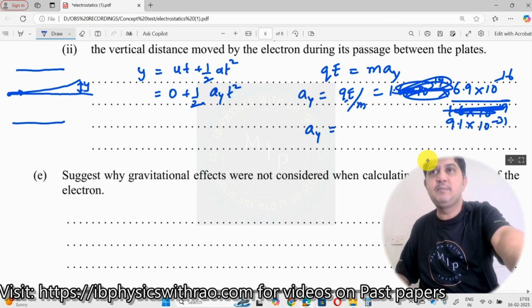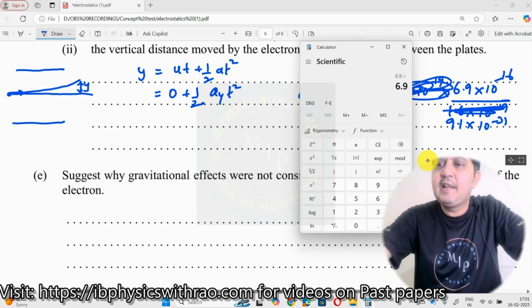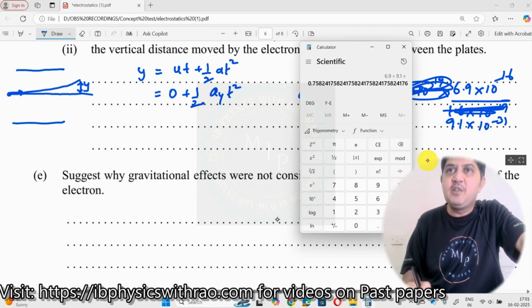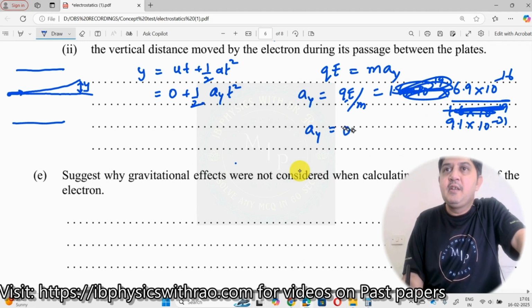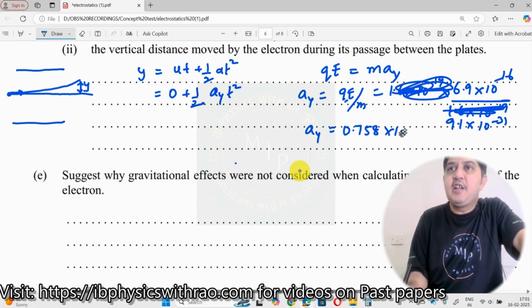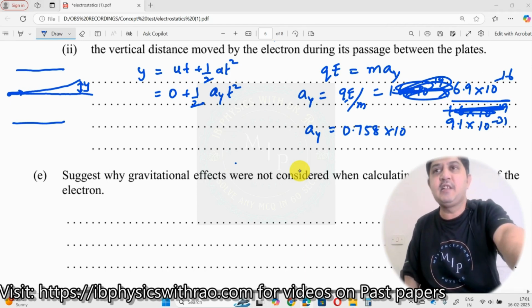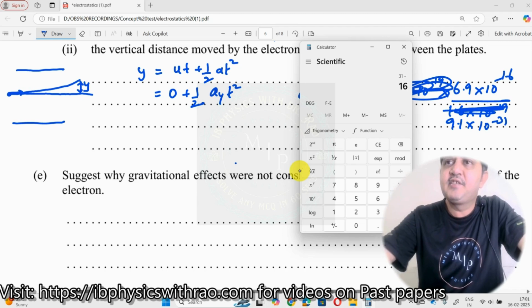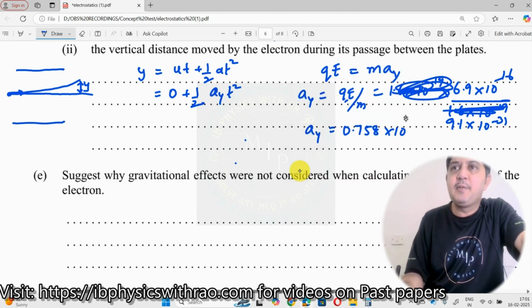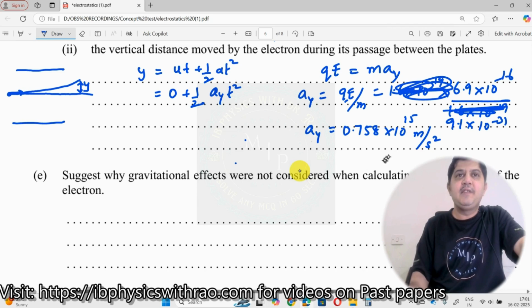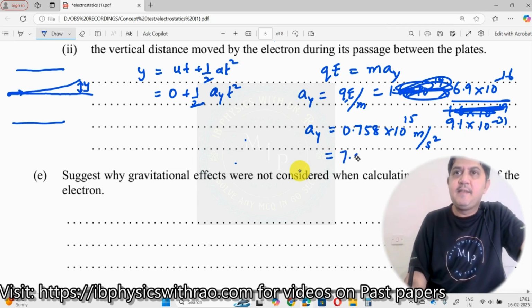ay is equal to 6.9 divided by 9.1, which will give me 0.758, into 10 to the power of minus 16 minus minus 31. When it goes upwards, 31 minus 16 will be 15. So 10 to the power of 15 meter per second square. Very, very huge acceleration. So ay is equal to so much, and I can approximate this as 7.6 into 10 to the power of 14 meter per second square.